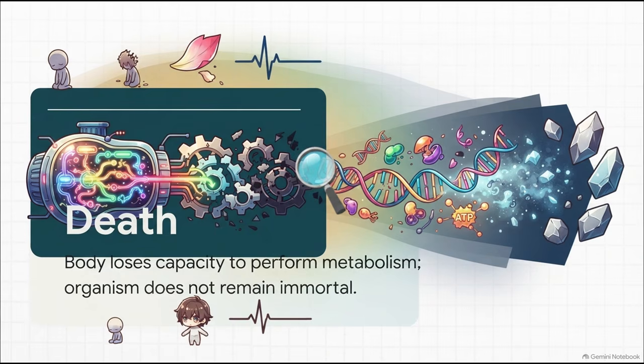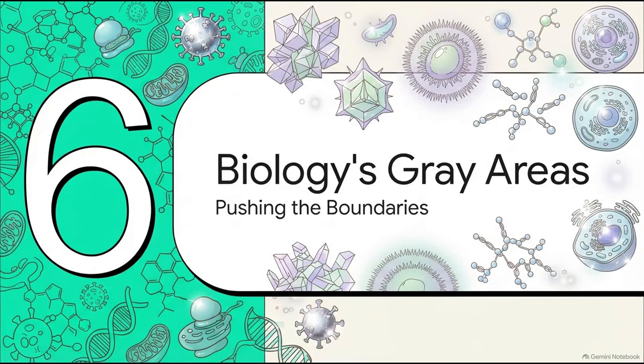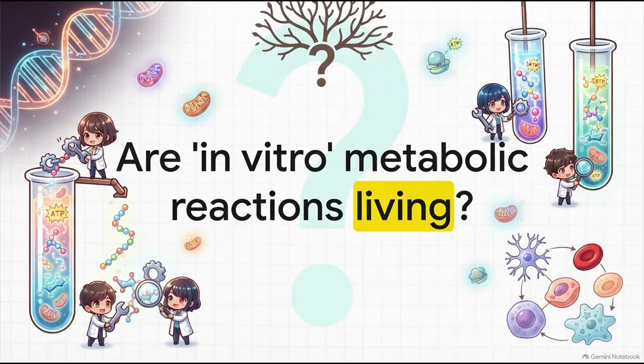Biologically speaking, death occurs when the organism completely loses its capacity to perform metabolism. Since no organism is immortal, the moment those chemical reactions cease marks the end of the biotic journey. The engine completely stops, and the organism inevitably returns to the abiotic world. Finally, section 6, biology's ultimate gray areas, pushing the boundaries.